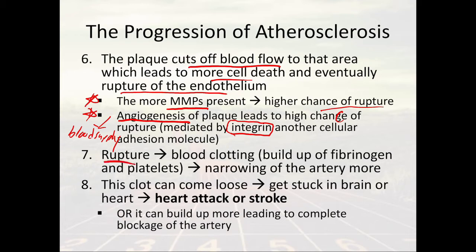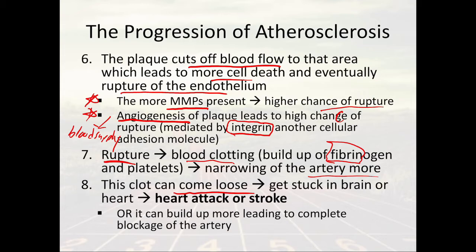So when that rupture does happen, that exposes some of that collagen and other stuff that's inside the blood vessel wall to the blood. That immediately stimulates the blood clotting process. And the blood clot is made up of fibrin, okay, and so fibrin and platelets all form this big blood clot, okay, and that narrows the artery even more, and then eventually that clot can bust loose, and then it can start rolling down the blood vessel.